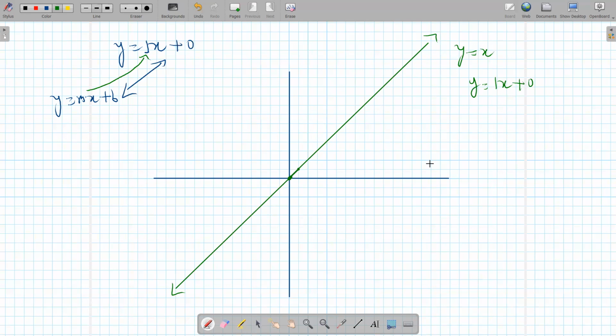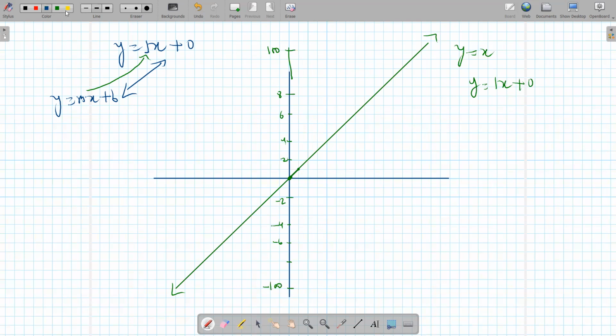Now, using this, let me just count. 2, 4, 6, 8, and let's say this here is 100 for our purposes. Same thing down here, -2, -4, -6, and say 100 is down here somewhere. So that's not to scale, but it's just to make a point.